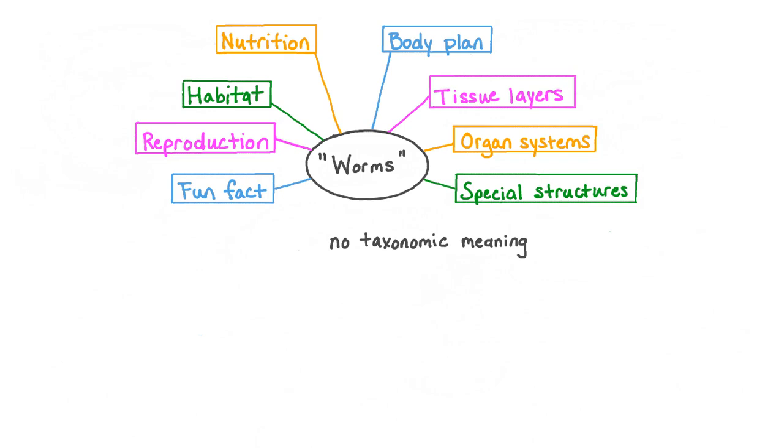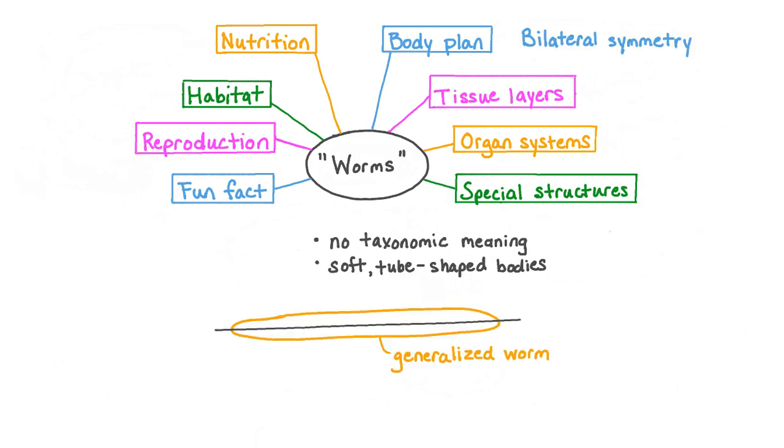There are 3 invertebrate phyla whose members are commonly referred to as types of worms. Before we discuss these phyla, it is important to note that the term worm doesn't have a taxonomic meaning. Instead, it is used to describe many distantly related organisms that have soft, tube-shaped bodies. All members of the 3 worm phyla are bilaterally symmetric. You may remember the prefix bi means 2, so organisms with bilateral symmetry can be divided into 2 equal parts along their long axis.